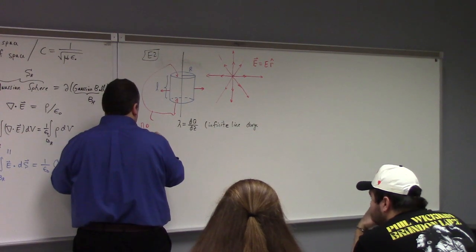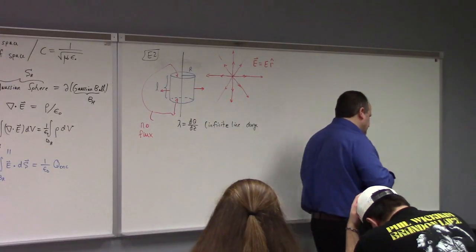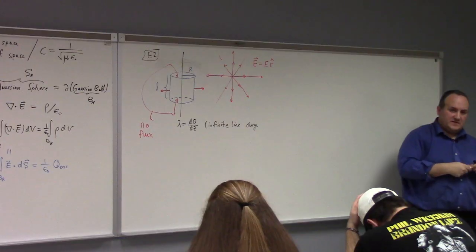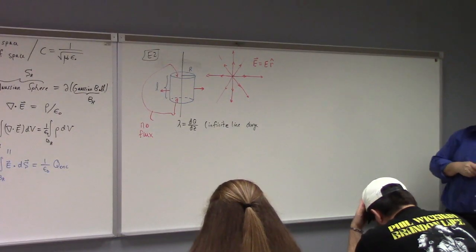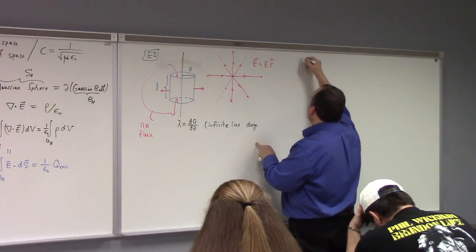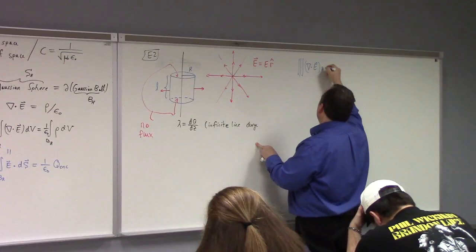No flux there, right? Because at the caps of this Gaussian cylinder, the electric field is not cutting through the caps. It's just tangent to the caps, so there's no flux there. All right, so again, we basically take the triple integral of the divergence of the electric field over the volume.